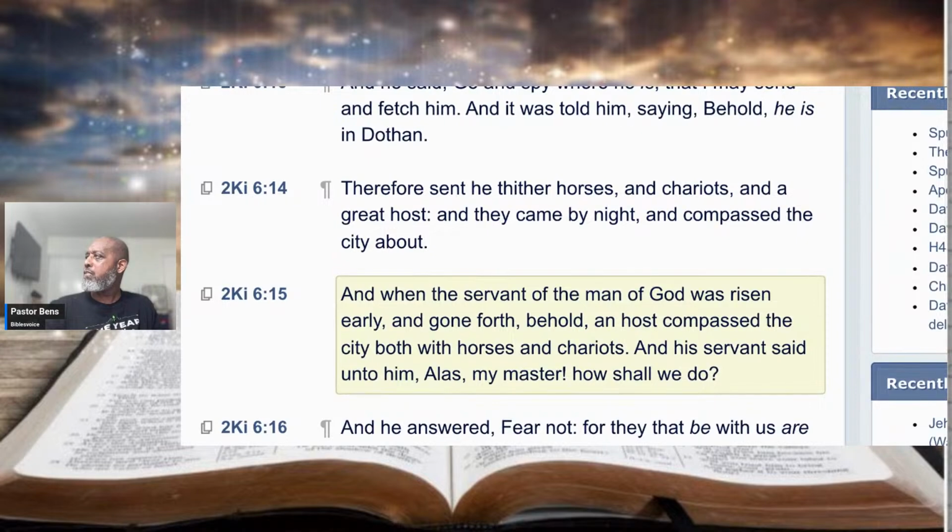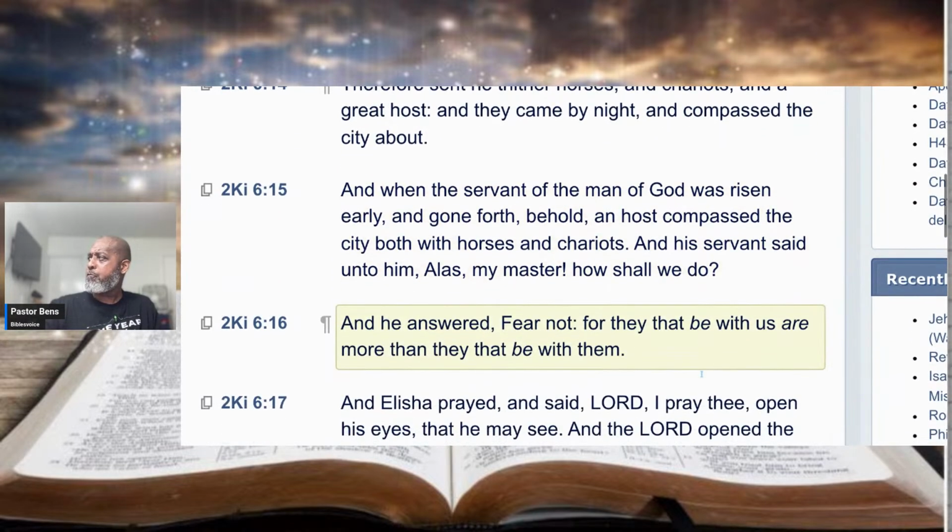And when the servant of the man of God was risen early and gone forth, behold, an host compassed the city, both with horses and chariots. And his servant said unto him, alas, my master, how shall we do? What shall we do now? And he answered, fear not. I love this. For they that be with us are more than they that be with them.